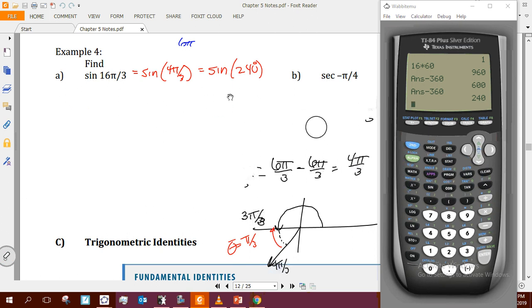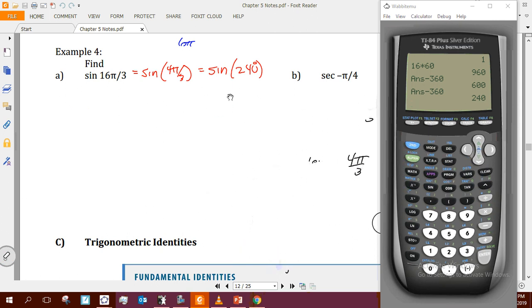And some people prefer degrees. Some people see those radians right away and change everything to degrees, do all the work in degrees, get an answer in degrees, and then at the end, change it back to radians. That's fine. It works. It's time consuming, but it works.